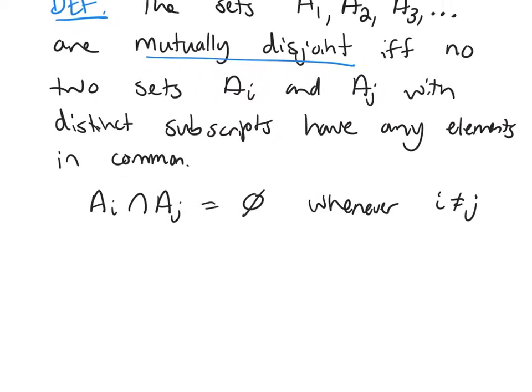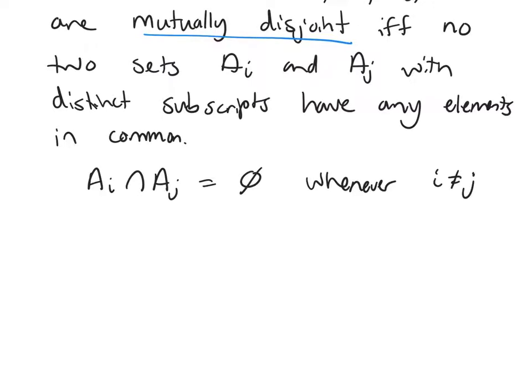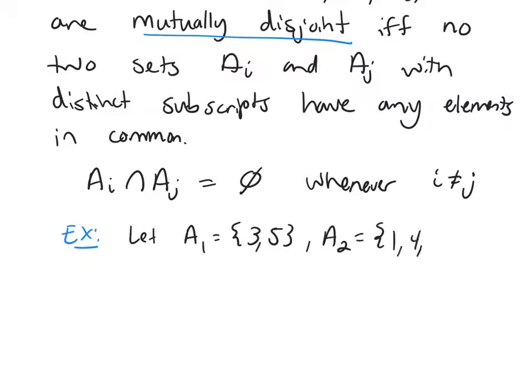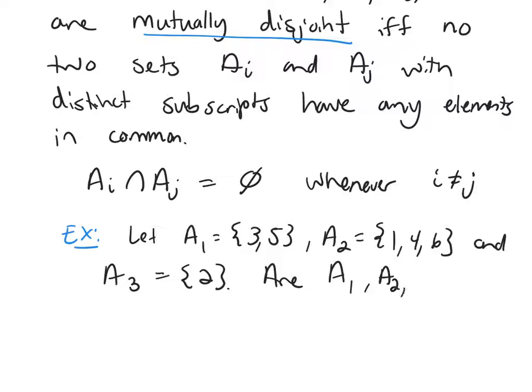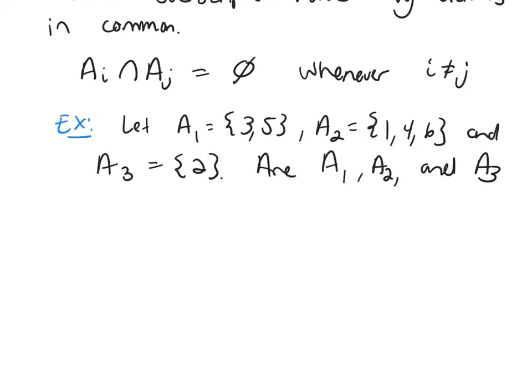So again, we want to look at an example here. Let's say I'm going to have three sets. A1 is going to be the set 3, 5. A2 is going to be the set 1, 4, 6. And A3 is going to be the set 2. And I want to know, are A1, A2, and A3 mutually disjoint?